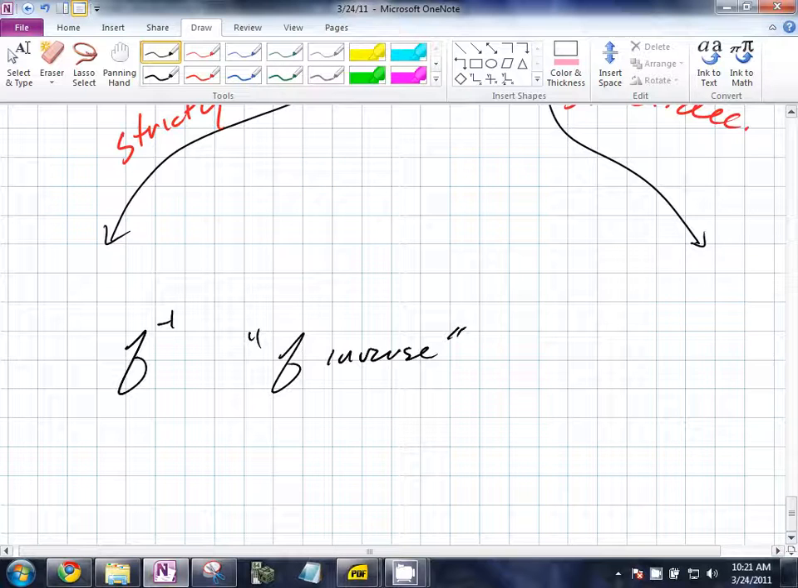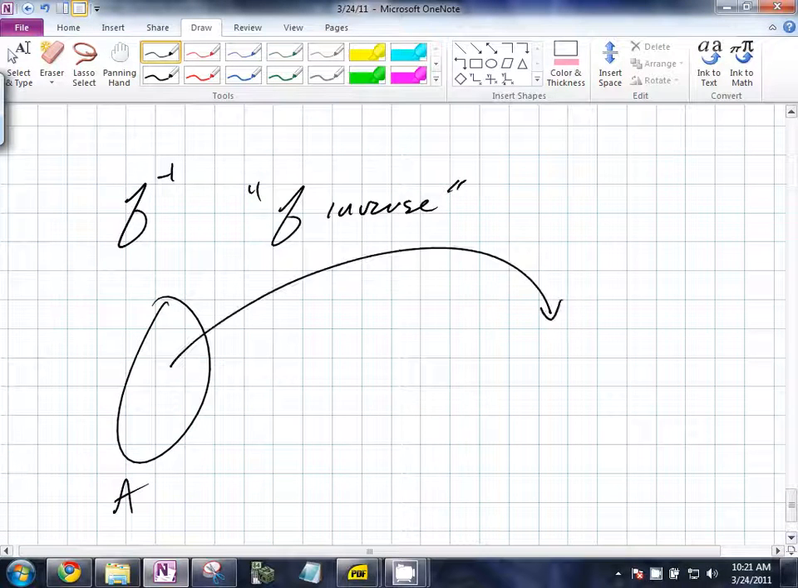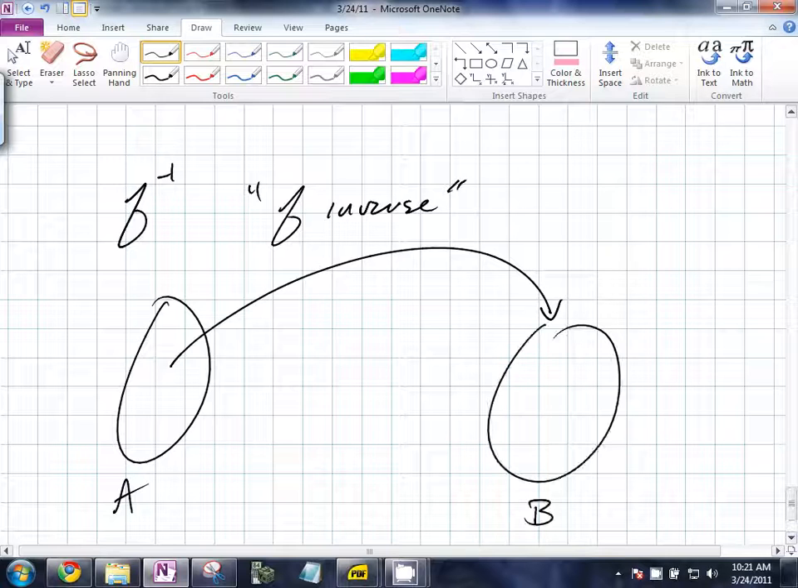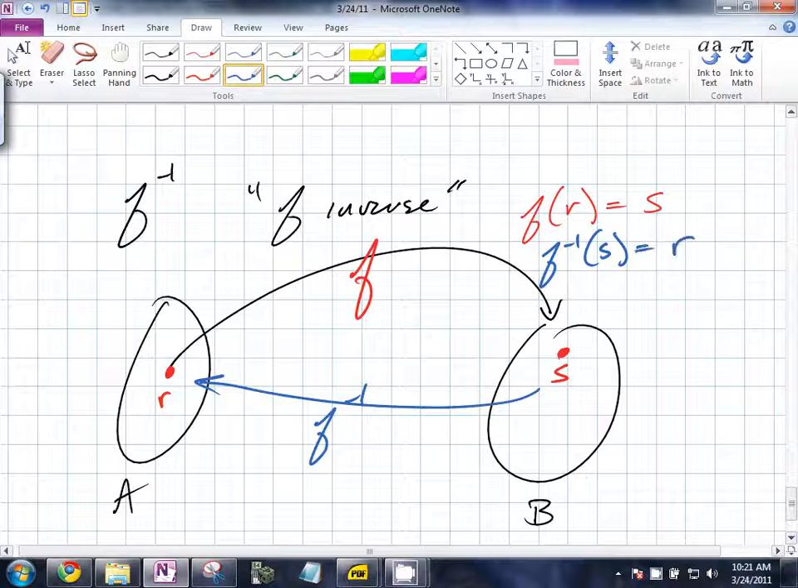A function f could take values from a, the input set, and map them to b. So it could take a value r and map it to s. What does f inverse do? Yeah, so f of r is equal to s. But what does f inverse of s equal? r. You can think of the inverse as undoing the function.